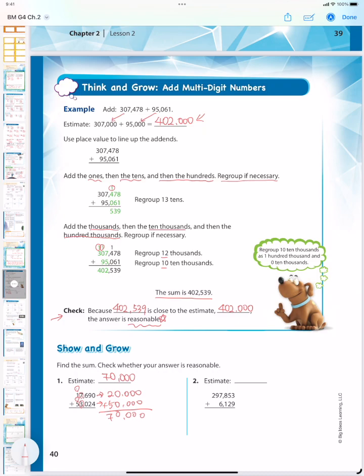Now I'm going to find the actual sum. 0 plus 4 and plus 2, 11, carry 1 up, 7. 7 plus 3 is 10. Carry 1 up. It becomes what? 2 plus 5, 7. So 70,714 is close to our estimate, which is 70,000. So your answer is what? Reasonable. Very good.